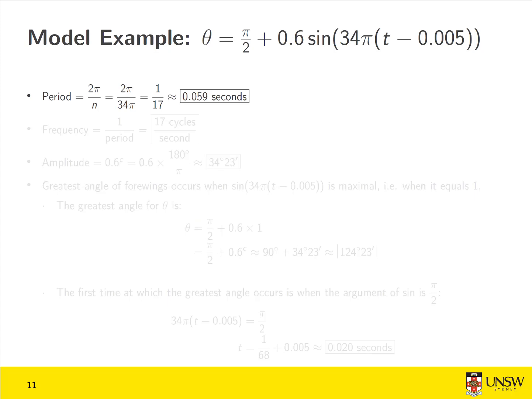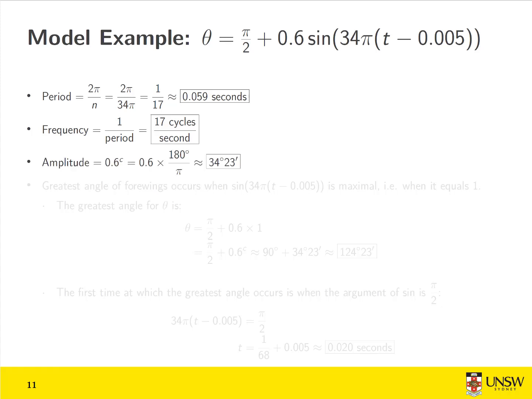The period of motion, that is, the amount of time between wing flaps, can be found using the formula 2 pi over n, where n is the coefficient of t. Here we find that the period is about 0.059 seconds. The frequency of motion, that is, the amount of wing flaps per second, is found by taking the reciprocal of the period. Here we find there are 17 cycles, or flaps, per second.